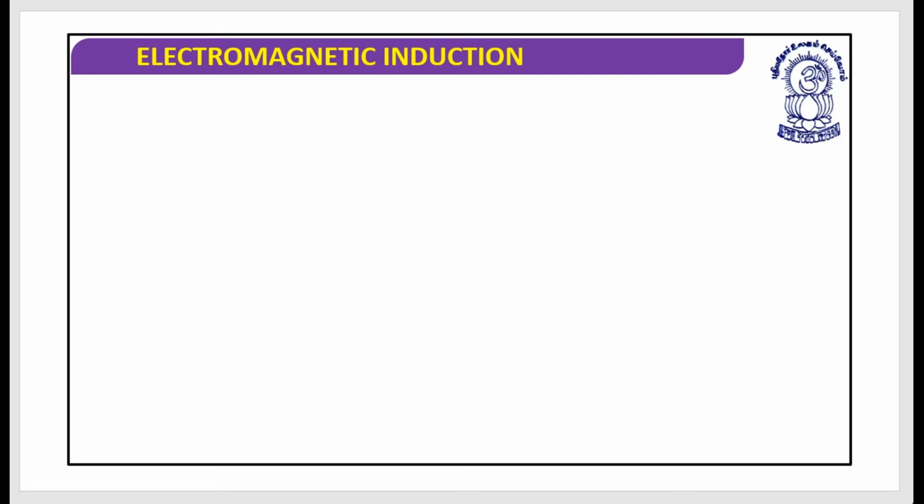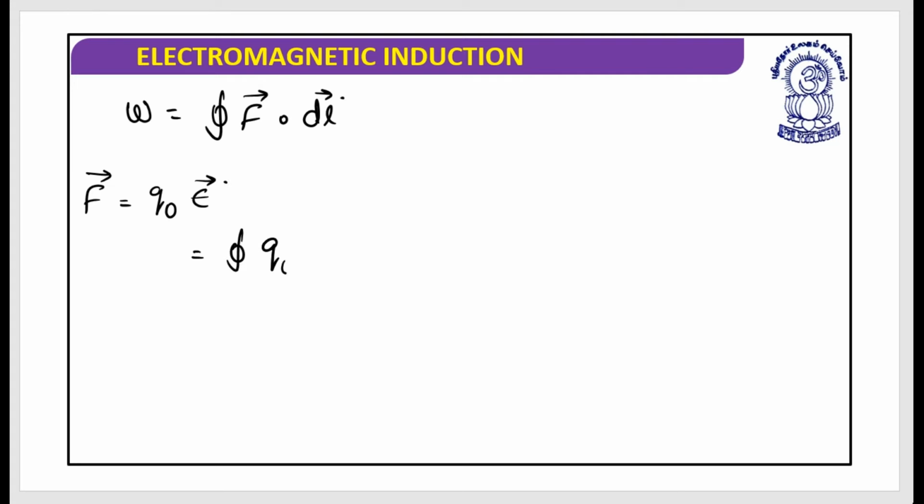The work done could be written as the line integral of F dot dl. I hope you understand this. Electrical force could be written as F is equal to Q naught into electric field E. Let's put the value. It is just Q naught into electric field E dot dl. Q naught is a constant, so let's keep it aside, and it would be a line integral of E dot dl. I hope this is clear.